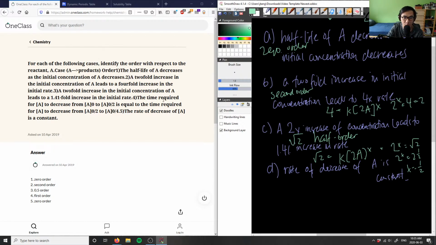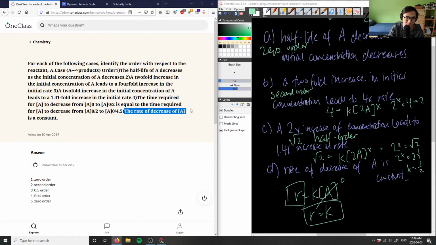And then finally, for D, it says the time required for A to decrease from A0 to A0 over 2 is equal to the time required for A to decrease from A0 over 2 to A0 over 4. The rate of decrease is constant. If the rate of decrease is constant, then the concentration here does not even matter in the first place. So if I'm decreasing this and it's not affecting the rate, the rate here is going to be the same, then this has to be the 0th order. So rate only depends on your constant here. This here is the big giveaway. The rate of decrease of A is a constant. So this here is the constant K, which means the order here, x, is going to be 0, the 0th order. So the solution here is correct.